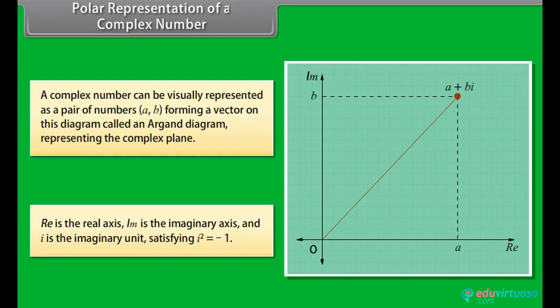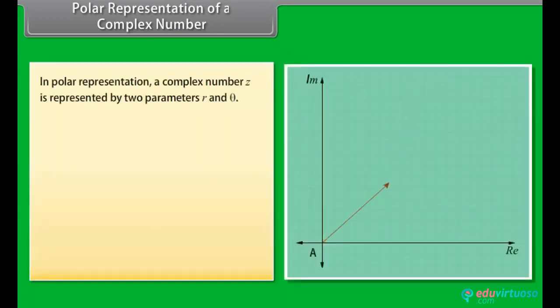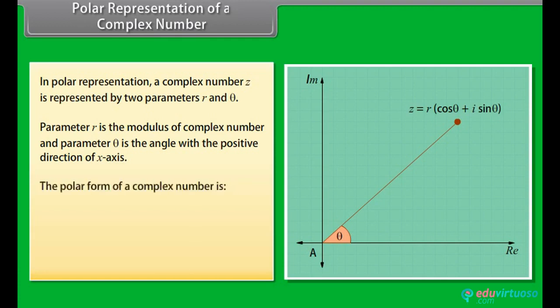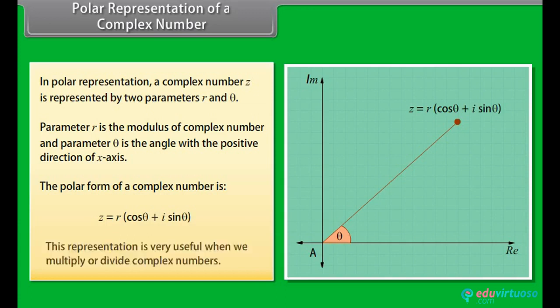In polar representation, a complex number z is represented by two parameters r and theta. Parameter r is the modulus of the complex number, and parameter theta is the angle with the positive direction of the x-axis. The polar form of a complex number is z is equal to r into (cos theta plus iota sin theta). This representation is very useful when we multiply or divide complex numbers.